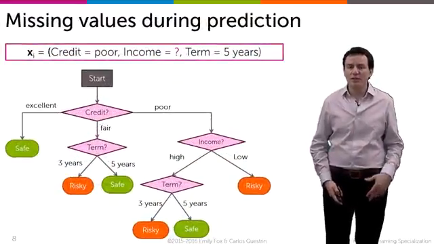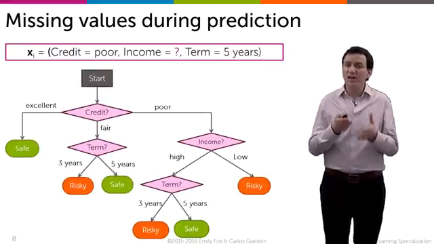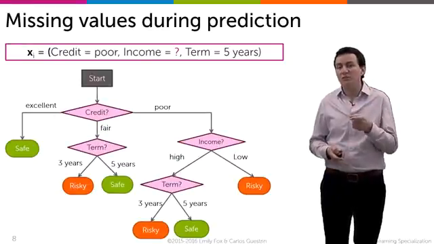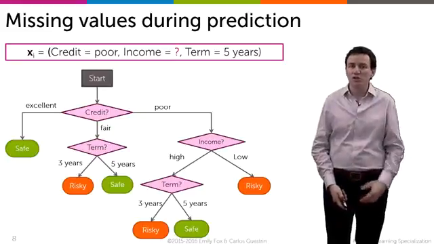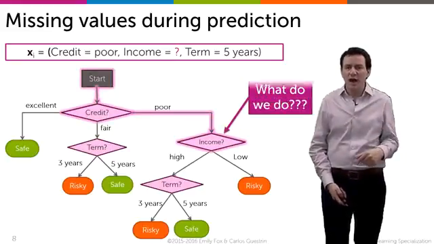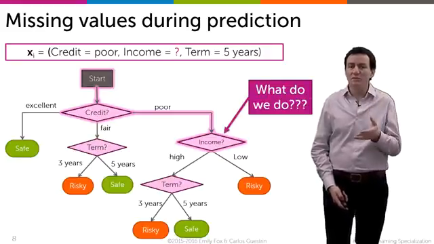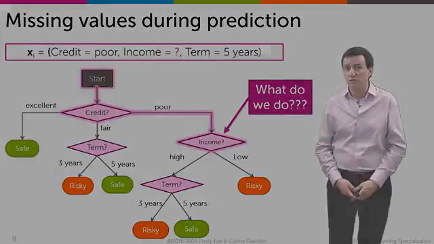So let's be more specific. Let's say that we have this tree that I learned from data, and I have a particular input where the credit was poor, the term was 5 years, but the income was a question mark. I don't know the income of this person. So I try to go down the decision tree. I hit credit first. Credit was poor. I hit income. That was a question mark. I don't know, it was unknown. What do we do next?